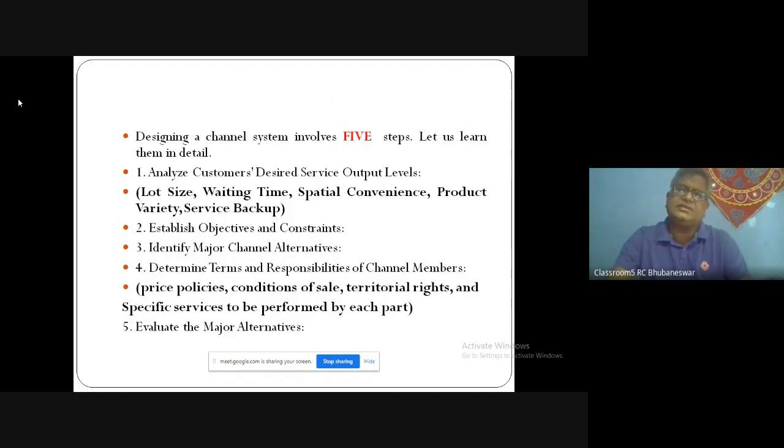But there are some other five steps to designing the channel system. Analyze the customer need. How do you analyze it? Through waiting time, spatial convenience, product variety and service backup. Establish the objectives, identify the major channel alternatives, determine the terms and responsibilities, such as pricing policies, conditions of sale and territorial rights, and evaluate the major alternatives. So these are the five steps which can be identified to design the channel system.